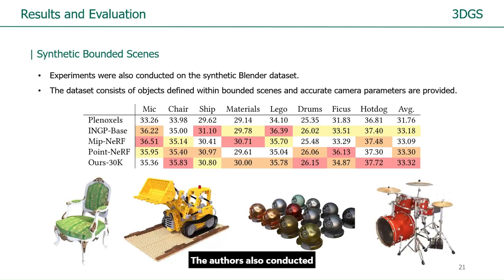The authors also conducted experiments on the synthetic Blender dataset. This dataset consists of objects defined within bounded scenes and provides accurate camera parameters, making it well suited for evaluating rendering quality and geometric reconstruction performance. On this dataset, the proposed method achieved state-of-the-art performance in terms of the average PSNR value.